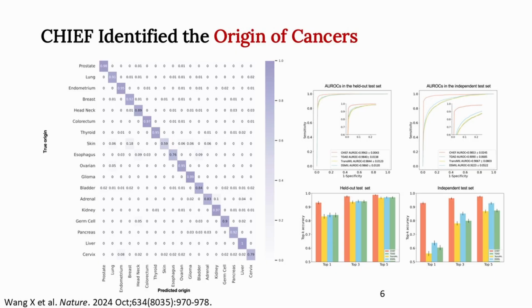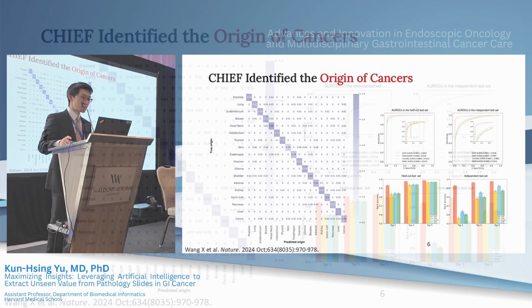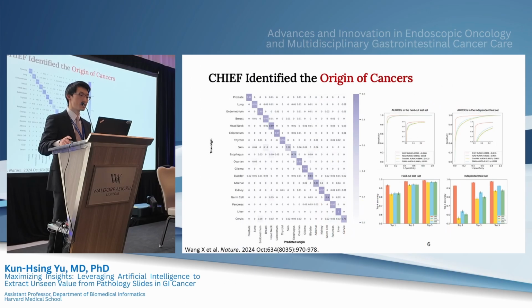treatment. And as we can see from this confusion matrix, on the y-axis, we plotted the true origin identified by molecular testing. On the x-axis, we plotted the predicted origin using only the hematoxylin and eosin stain slide collected at the time of initial diagnosis. And we see a high concordance between our model predicted origin and the true origin later identified through molecular profiling.